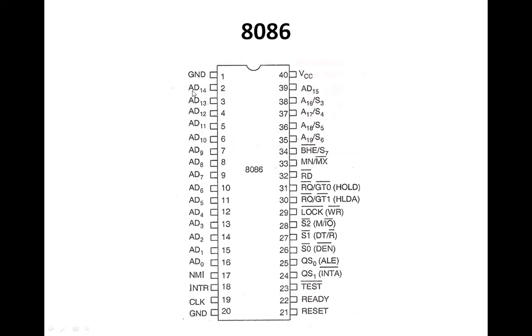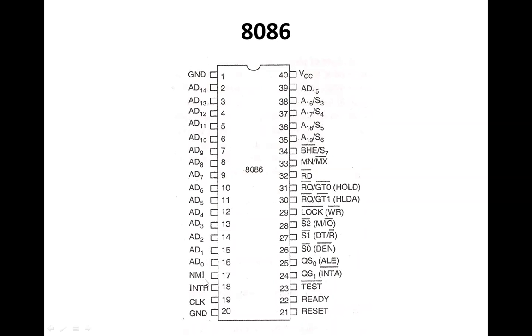Whenever it is written AD, it means it is working as an address as well as working as data. So pin number 2 to pin number 16 is meant for the address-linked data bus, and it is from D0 to D14 or A0 to A14.